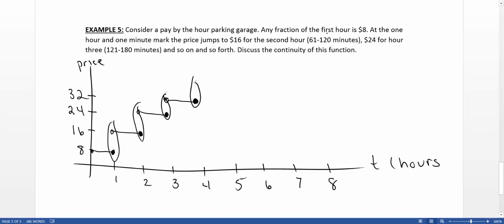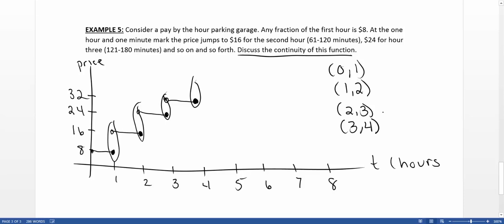And so we have these small intervals where this function is continuous, but we have a lot of places where it's not. So in terms of where this function is continuous, it's going to be continuous from 0 to 1, not including the 1. It's going to be continuous from 1 to 2, but not including 1 or 2 because we have these jumps. We're going to be continuous from 2 to 3, but not at 2 or 3. And then from 3 to 4, so on and so forth. So on these little intervals between the hour marks, then we're going to be continuous.